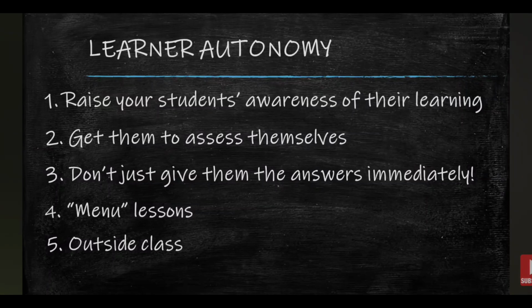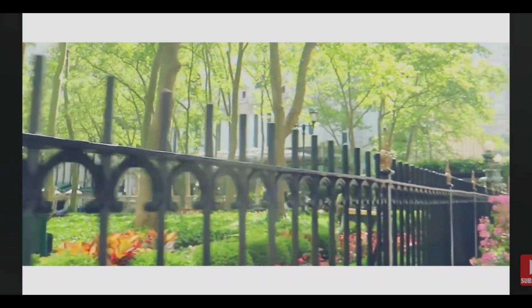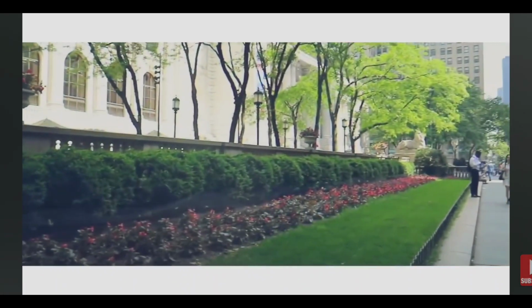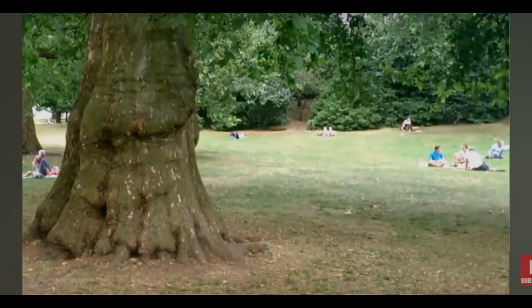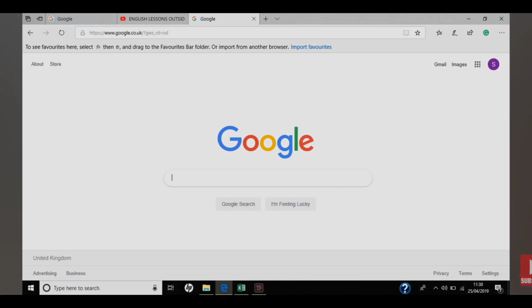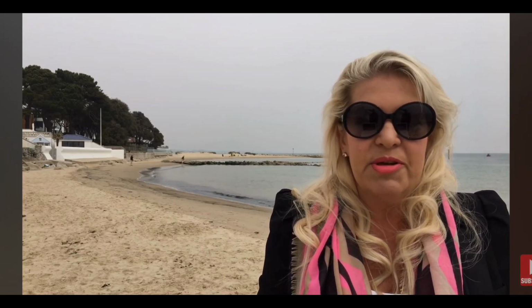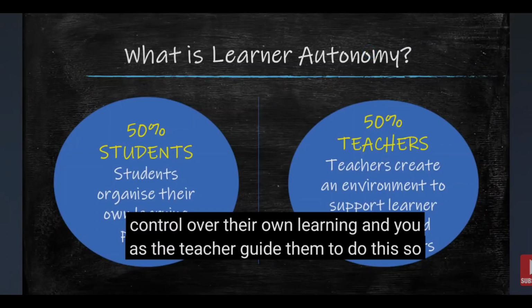Now, learning English inside school is clearly a great start, but to really develop, students need to get into the habit of taking their English outside the classroom. Learning English outside class with your guidance as the teacher will benefit them hugely in terms of their English development and in terms of their skills for life. Now, the internet also means that anyone can find any information, so get them to research things on the internet at home. And digital tools also mean there are lots more opportunities to be more independent as a learner. Control over their own learning, and you as the teacher guide them to do this.